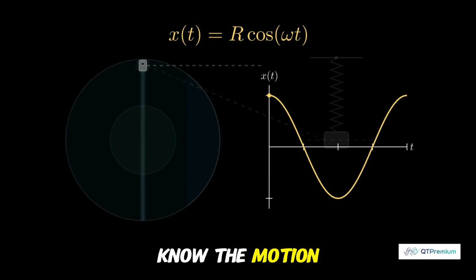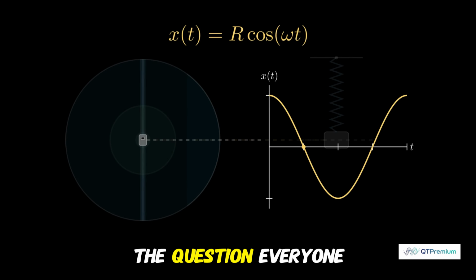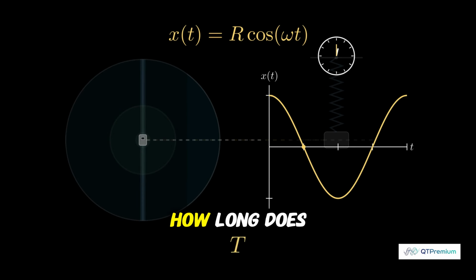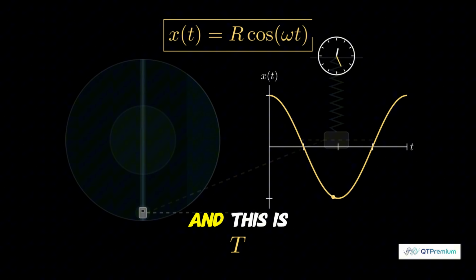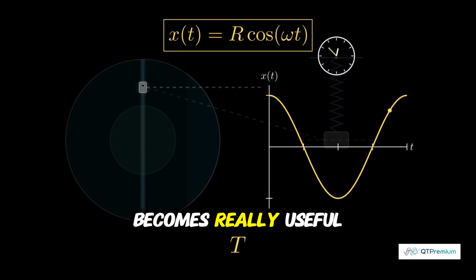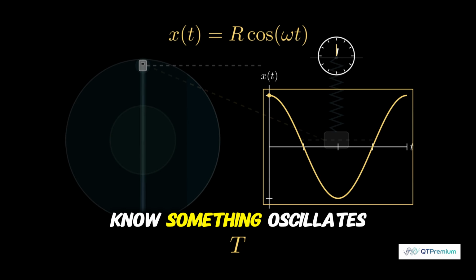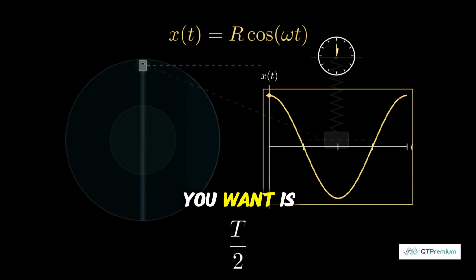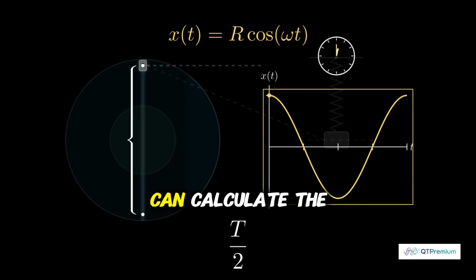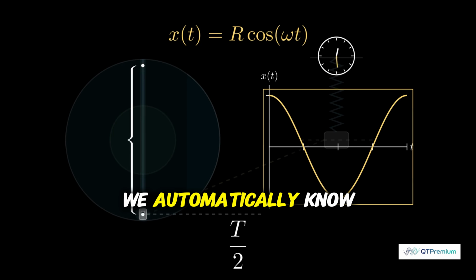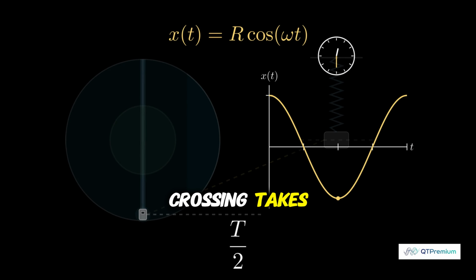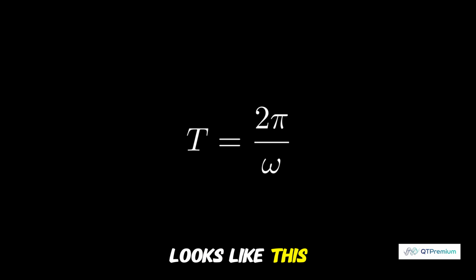Now that we know the motion is harmonic, we can ask the question everyone actually cares about. How long does it take to get to the other side? And this is where harmonic motion becomes really useful, because once you know something oscillates, the next thing you want is its period. So if we can calculate the period, we automatically know how long one crossing takes. Now the formula for the period looks like this. So what is this omega here?